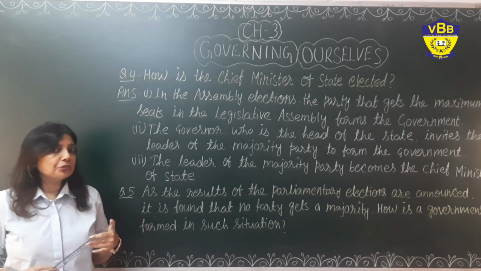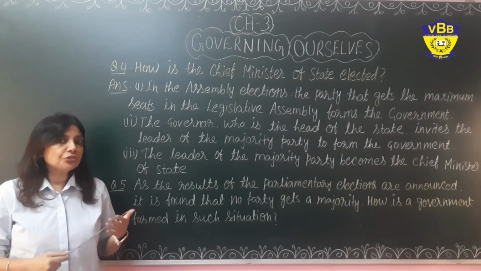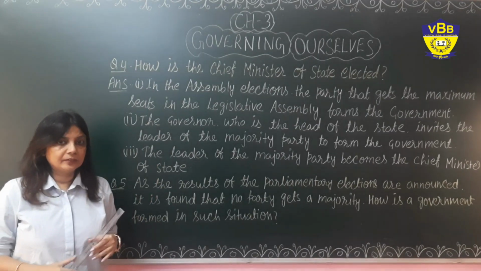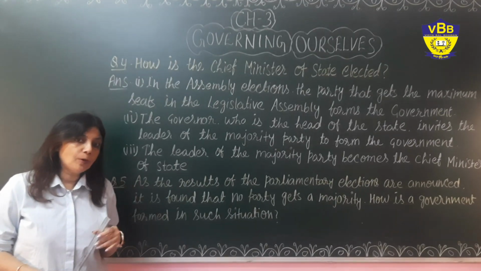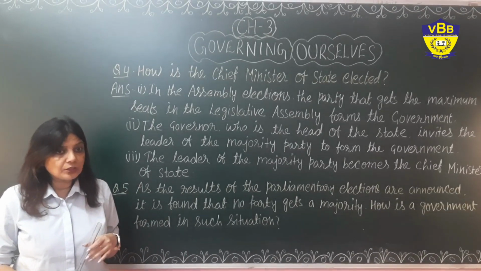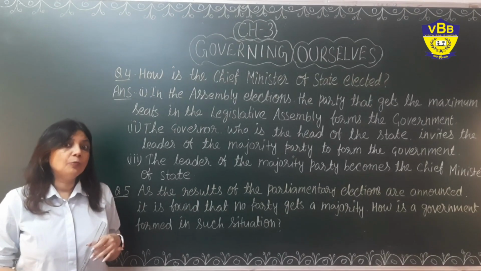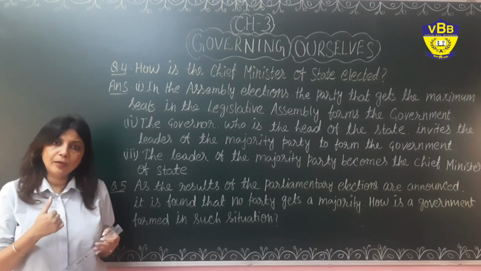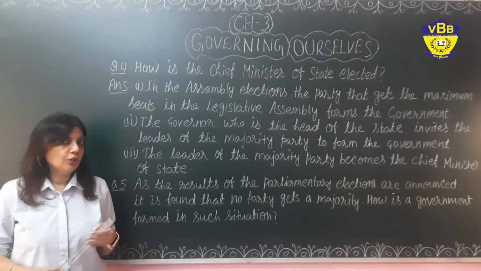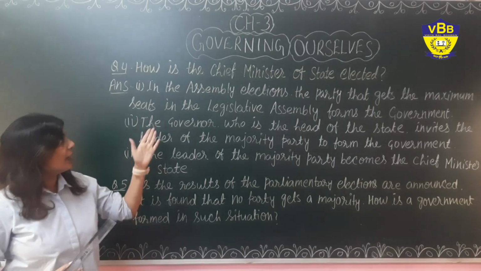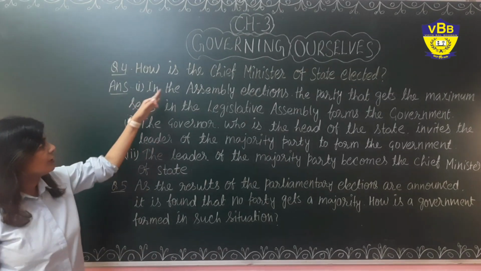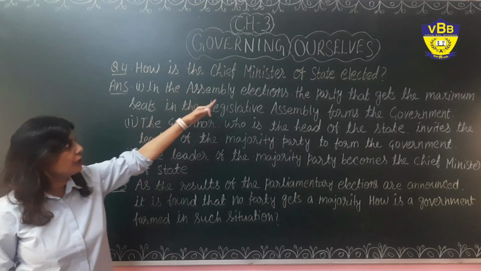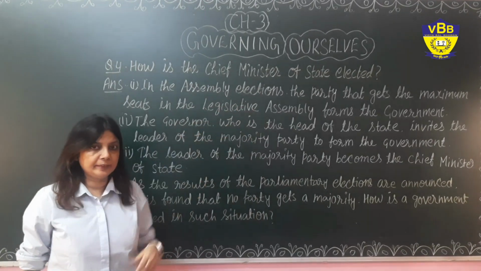In our constitution, there are many things about the government: how the government is formed, what their duties are, what their rights are, what their uses are. We have discussed everything in the class. So now let's start with the question: how is the chief minister of a state elected?